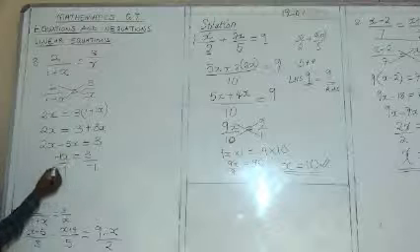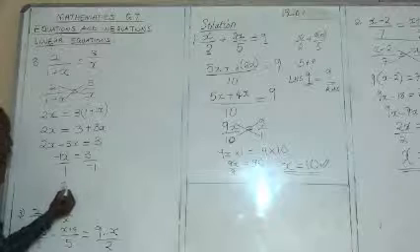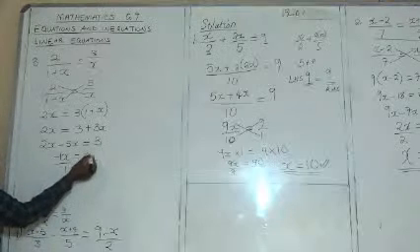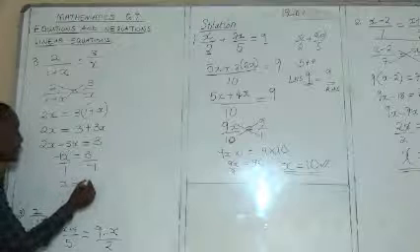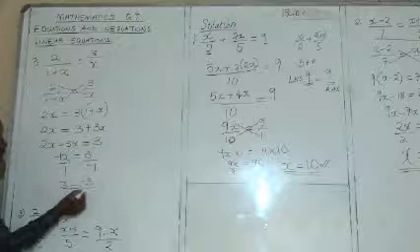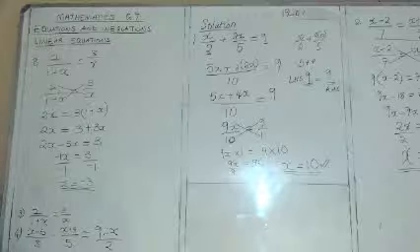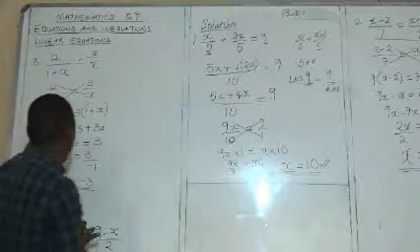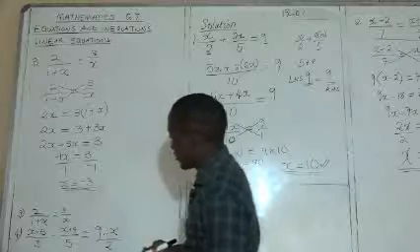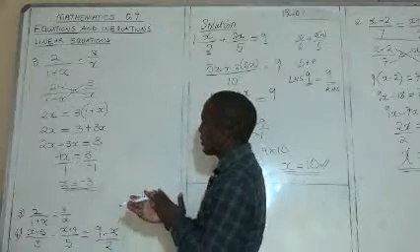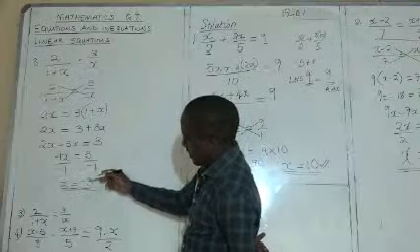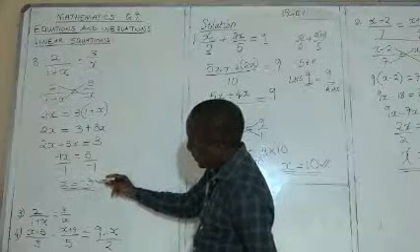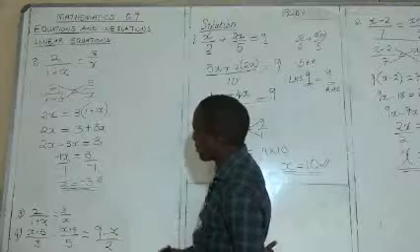So on this side negative 1 divided by negative 1 will just remain with a positive x, and 3 divided by negative 1 will give us negative 3. So the value of x is negative 3. Okay, let's see if the value of x which we have found as negative 3 is correct.